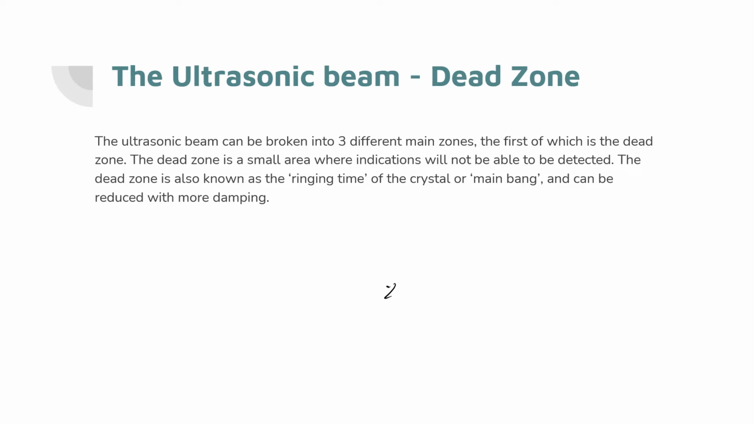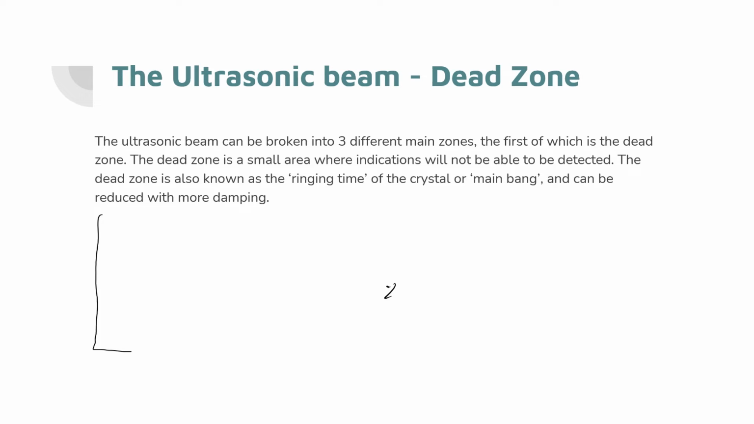The ultrasonic beam can basically be broken up into 3 different zones: the near zone, the far zone, and the dead zone. The dead zone is the first of the 3. And this is very important: indications lying in this zone will not be detected.